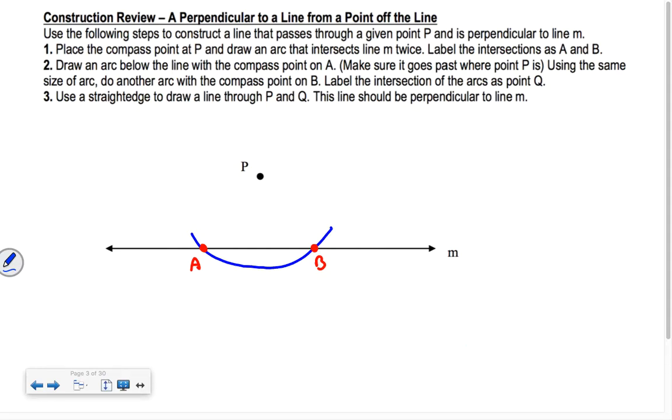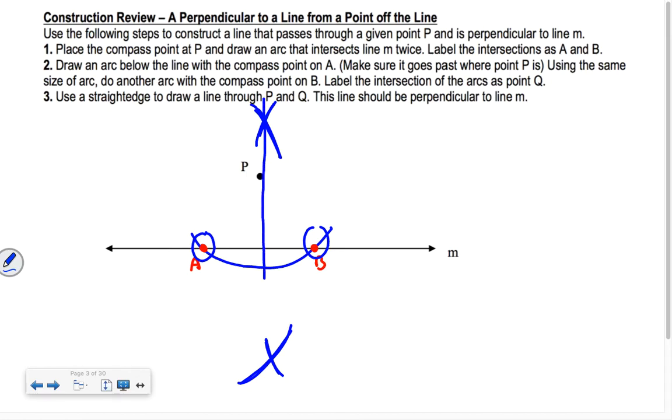So we're going to take our compass and we're going to open it up a certain amount and just make it go past P. And we're going to do it down here as well. So we're going to do it past P. So we had our compass point on A, and we do our swoop here and a swoop here. Now we put our compass point on B, and we do the same thing. We do a swoop here and a swoop here.